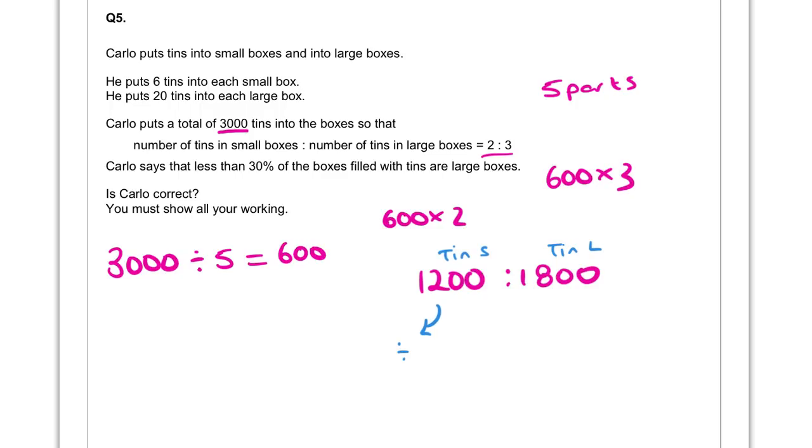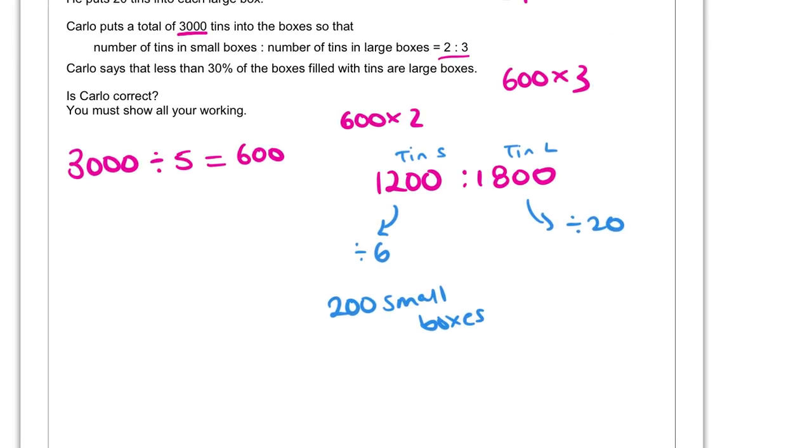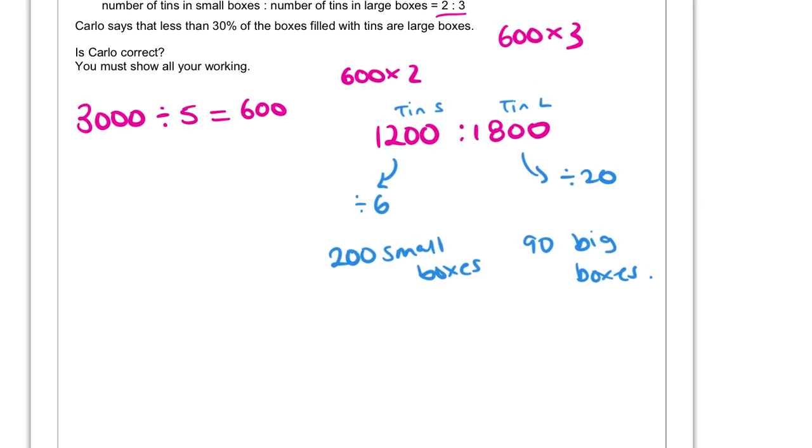So I'm going to divide this by 6 because there's 6 tins in the small box. So this gives me 200 small boxes. Then I'm going to divide this one by 20 because we're going to have 90 big boxes. So now what we have to look at is it says, Carlo says that less than 30% of the boxes filled with tins are large boxes. Okay, well, 90 divided by 290, because that is the total.